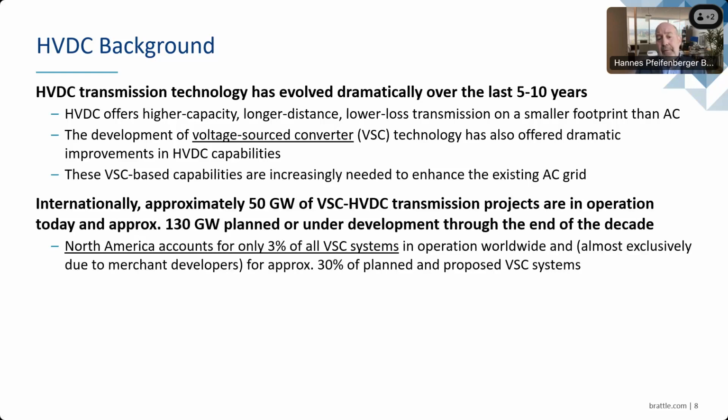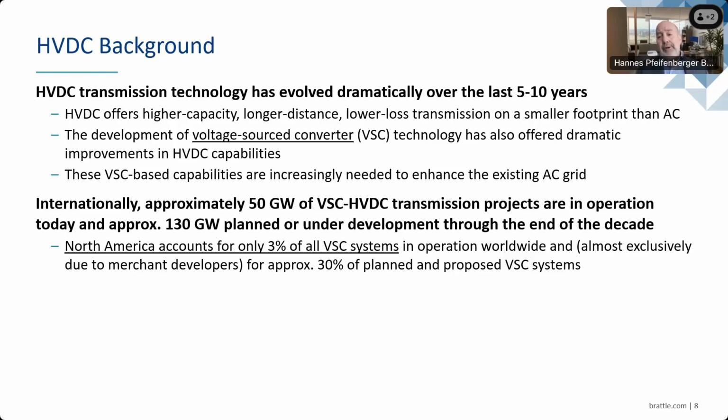We have about 50 gigawatts of VSC-based HVDC transmission projects in operations. So while VSC was new technology 10 years ago, it no longer is. There's a lot of operational experience. And we have about 130 gigawatts already planned under development, and much more than that projected. Yet North America accounts for only 3% of VSC systems. So in the US and in North America, we are far behind Europe and China and other places in using this technology, for good reasons, as you might see in the next slides.